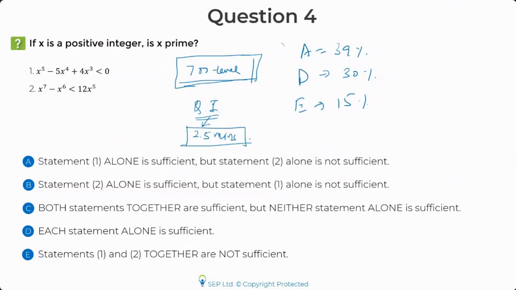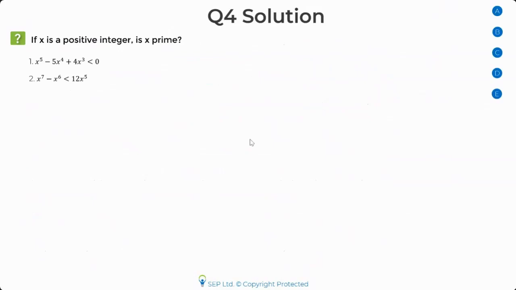Okay, so let's talk about this question very quickly. The question stem is very easy. There's not much to do except that they're telling me x is a positive integer, so I'll write that down. Positive integer. Okay, I need to find out whether x is prime or not. Now keep in mind, in GMAT, DS are two.